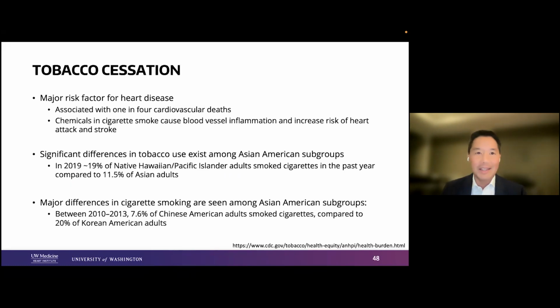Tobacco cessation, obviously, I don't want to spend too much time, but we know that's a major risk factor associated with 1 in 4 cardiovascular deaths. And the chemicals in cigarette smoke are dangerous, right? This is what contributes to our risk for heart disease. But more importantly, we see that there are differences among Asian subgroups in tobacco use, both just general tobacco use as well as cigarette smoking. So you can see in the bottom bullet point that between 2010 and 2013, 7.6% of Chinese Americans smoked compared to 20% of Korean Americans. So again, targeting certain populations for smoking cessation efforts, particularly the Korean American community, might be more important than it is to target the Chinese American community.